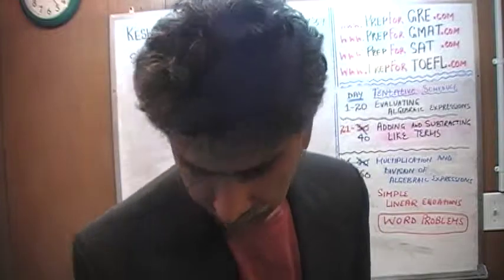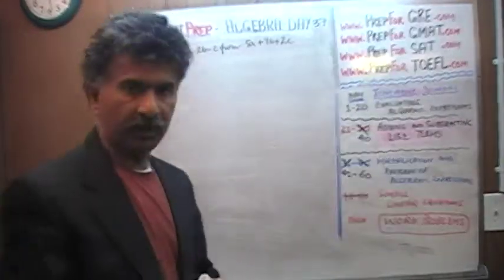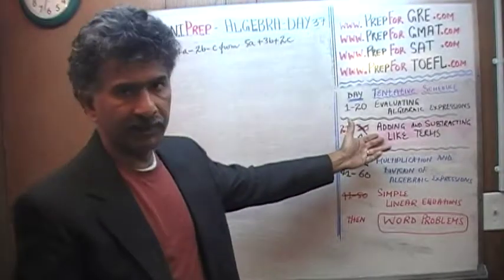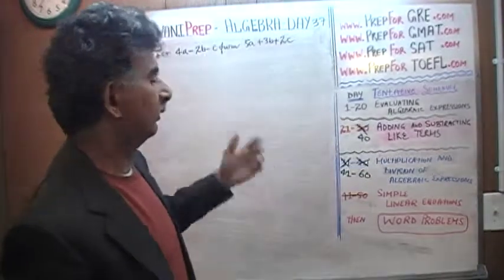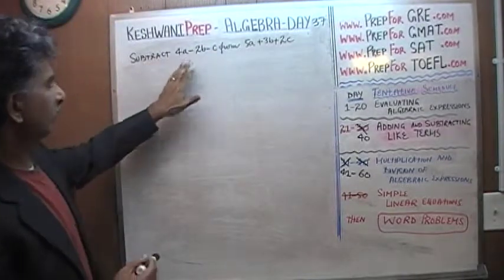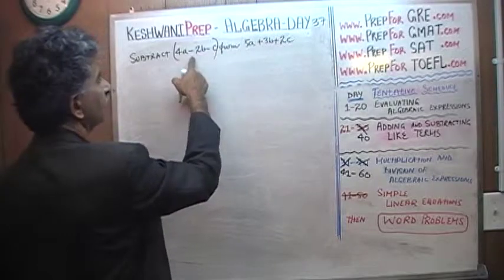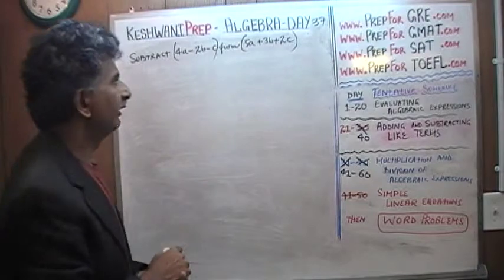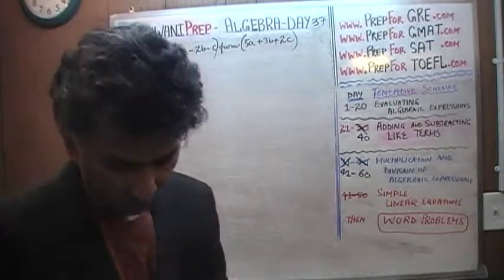Today is our lesson number 37, day number 37. Here's the problem on the blackboard already. We are learning how to add and subtract like terms. We've been adding expressions. Today we're going to learn how to subtract expressions. The question is, subtract this expression, 4a minus 2b minus c, from this expression right here, 5a plus 3b plus 2c. So let's get going.